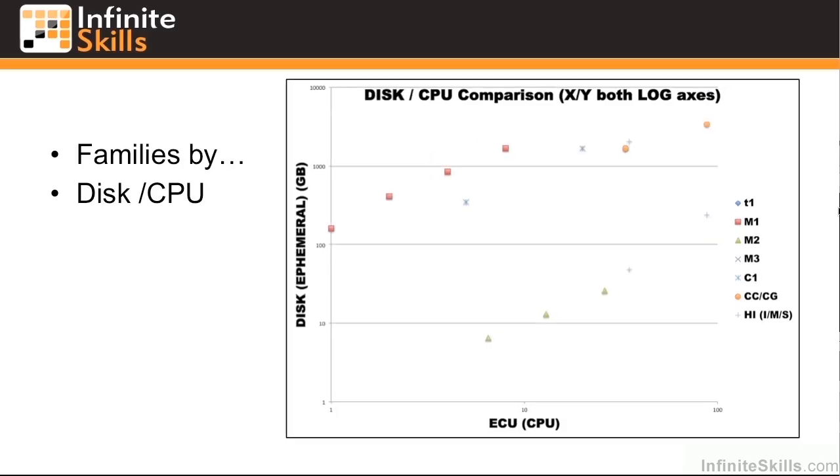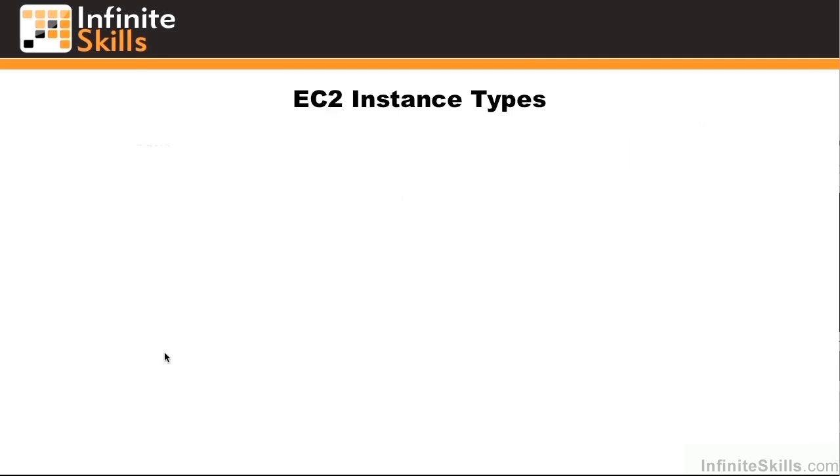There's also families by disk and CPU. And here you can see that we have disk on the vertical graph. Again, this is a log graph. And you can see that some of these machines come with very high amounts of disk. In this case, the CCs or GCs come with much more disk than the T1s, which don't even appear on the graph because they don't have ephemeral disk.